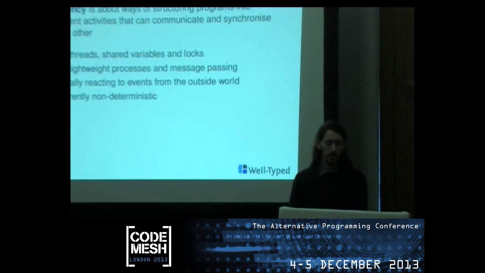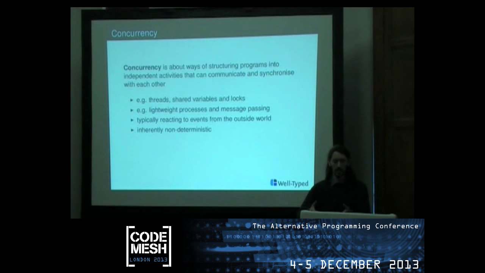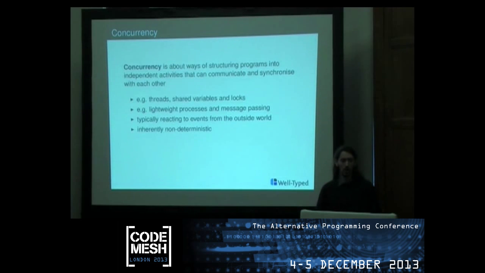So concurrency, on the other hand, is a way of structuring programs. It's structuring programs to use multiple threads, or activities that work independently of each other, and then sometimes communicate or synchronize. So for example, threads, shared variables, and locks is one model. Or Erlang style lightweight processes and message passing, that's another concurrency style. When you're dealing with concurrency, you're typically reacting to events from the outside world. And that's really what makes it inherently non-deterministic: you're getting events coming in any old way, and you have to deal with them. You don't get to choose what happens next. The rest of the world determines what happens next. So you've got to react to things incoming. So it's inherently non-deterministic.